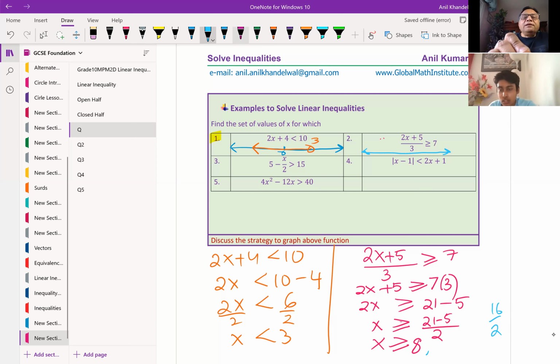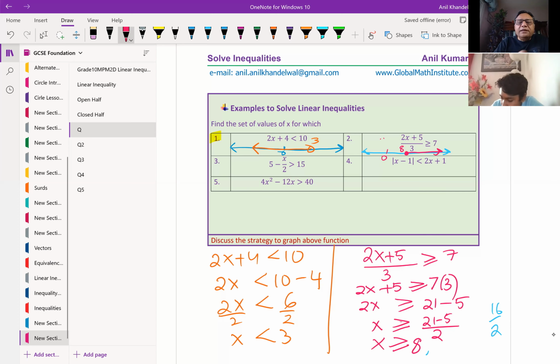21 minus 5 is basically 16, and 16 divided by 2 is 8, and we have greater than or equal to. So on a number line, how will you place this solution? Let us say this is 0 for us, and this is 8 for us. So I'll put a closed circle, sir? Yes, because it could be equal to. And then draw the line going right as shown in the figure. Clear, right? That is how you're going to do it.